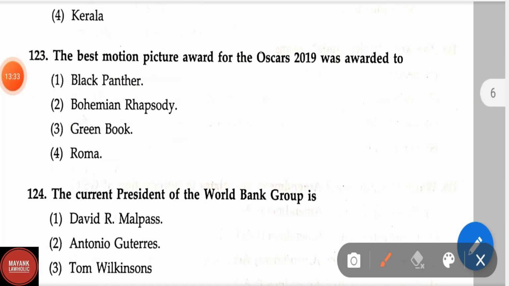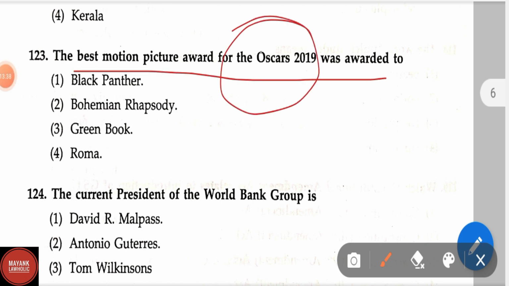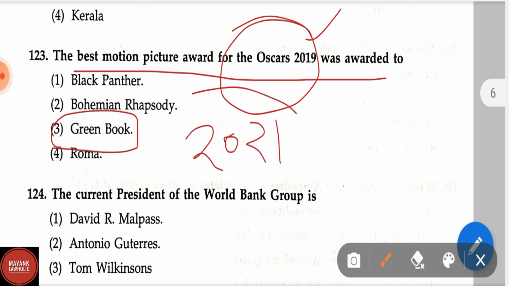Now let us see question number 123. The best motion picture award for the Oscar 2019 was awarded to... This was a question related to current affairs. Here the answer is Green Book, but if a question of a similar pattern comes again and asks who was given the best motion picture award for 2021, then the correct answer will be Nomadland.